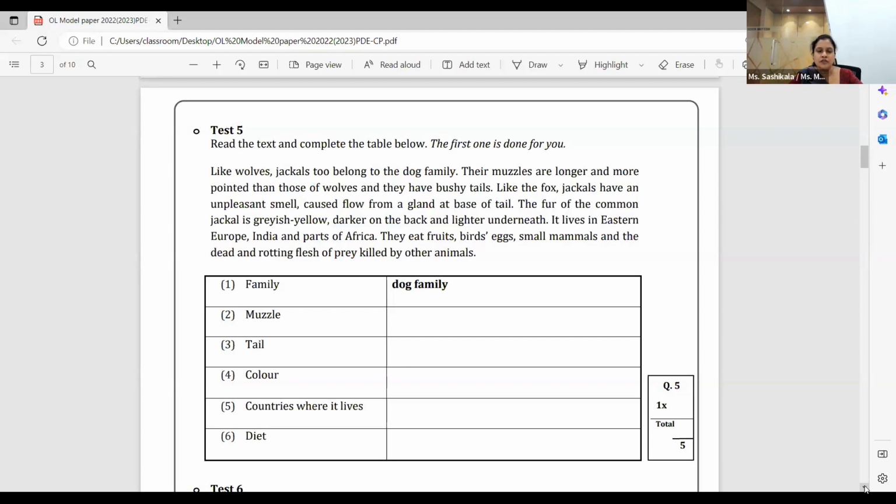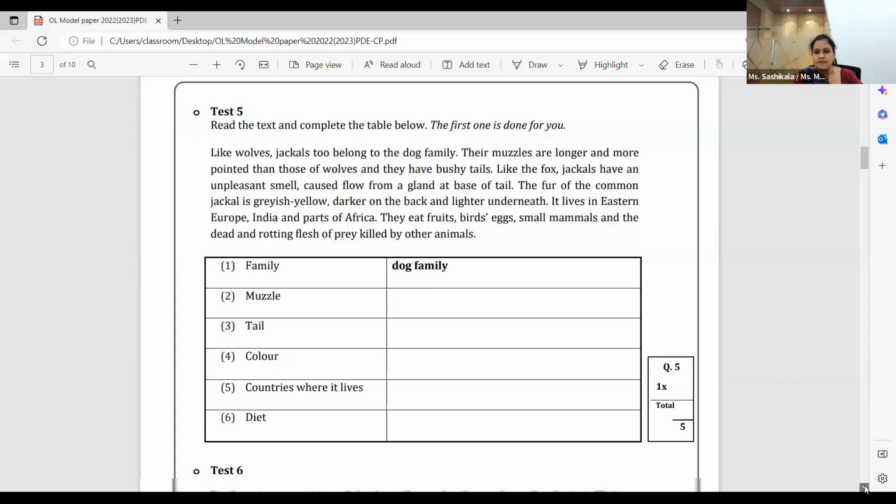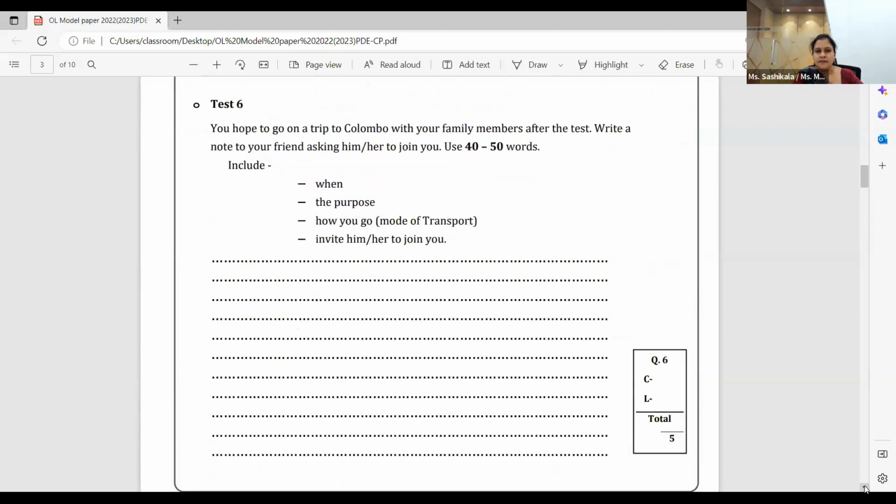And for the questions discussed by Madam Sashikala, there are 5 questions altogether. You will be getting 25 marks altogether for these 5 questions. Right. Now let's go to the writing question, that is test 6. I'll be stopping sharing here and share my presentation. There are some questions.